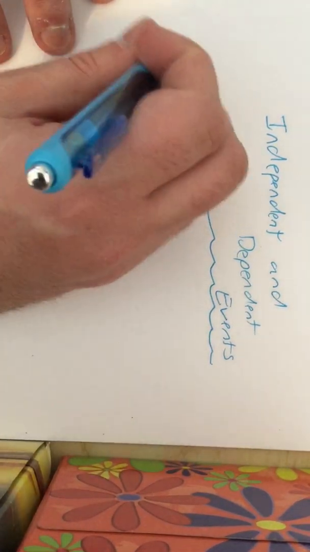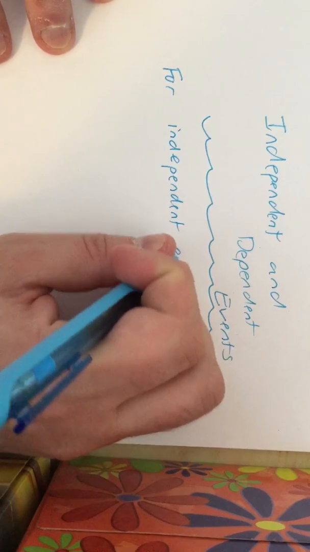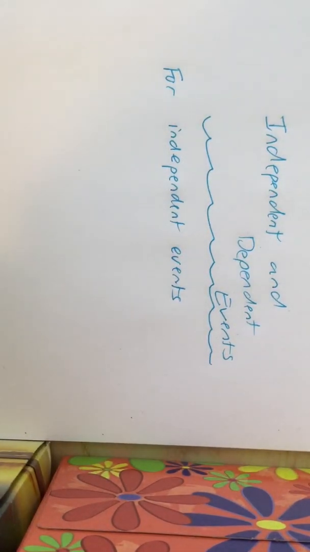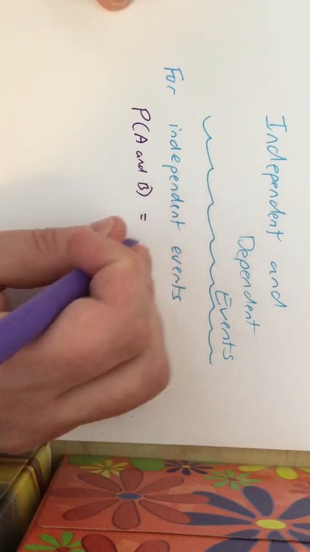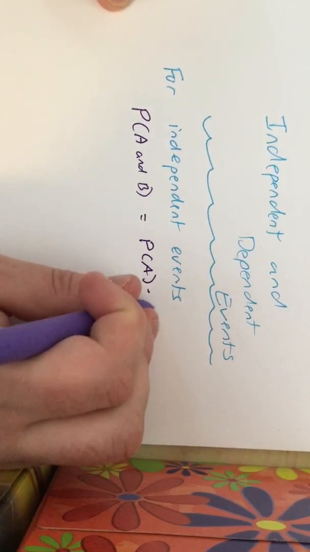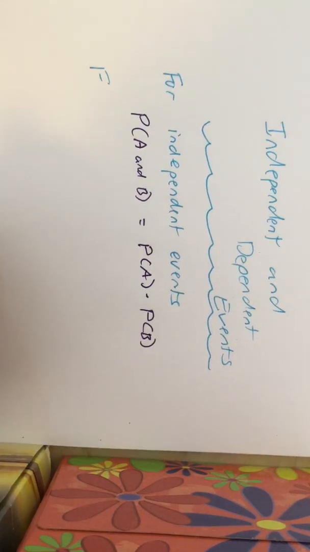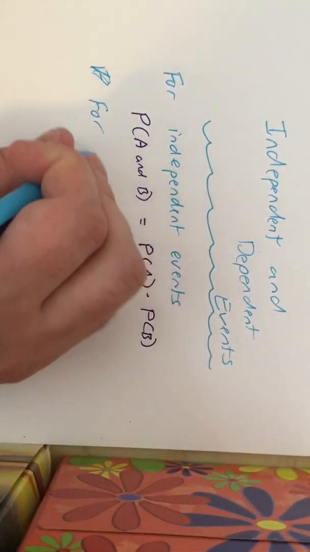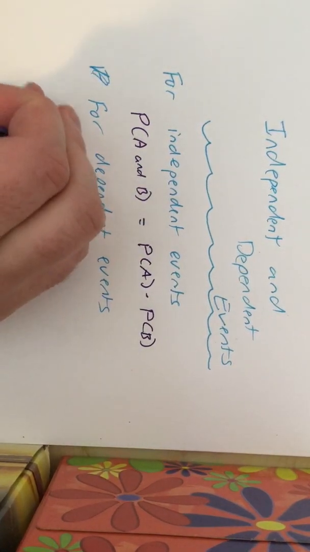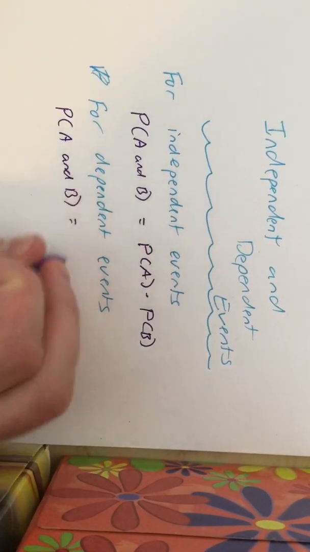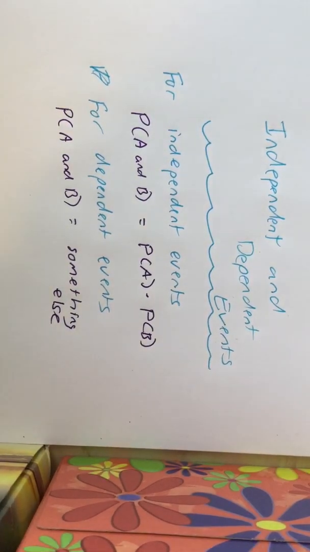So what we have is, for independent events, if the events are independent, then the probability of A and B is the probability of A times the probability of B. For dependent events, the probability of both events happening is something else. And we'll get to what that something else is eventually.